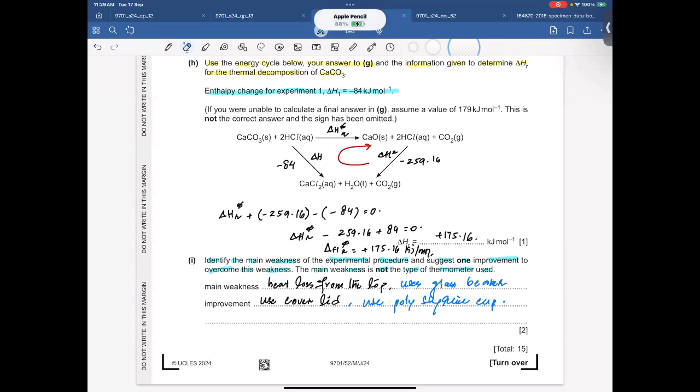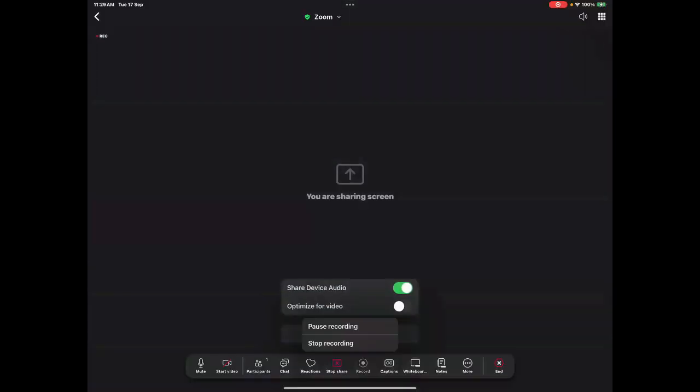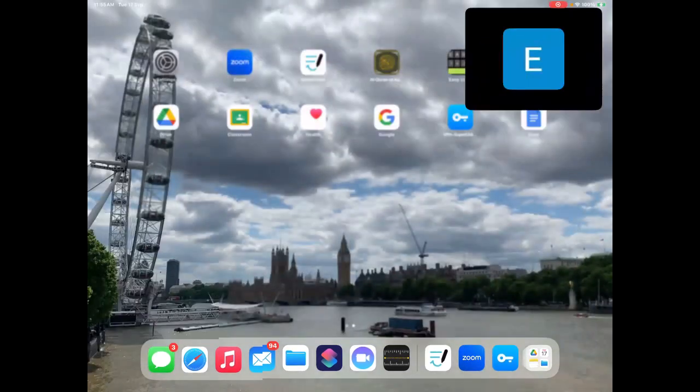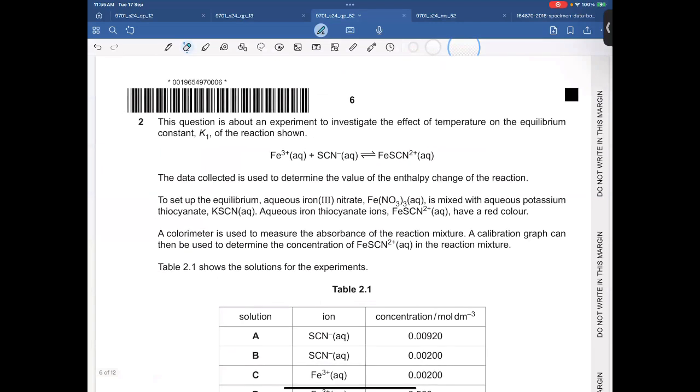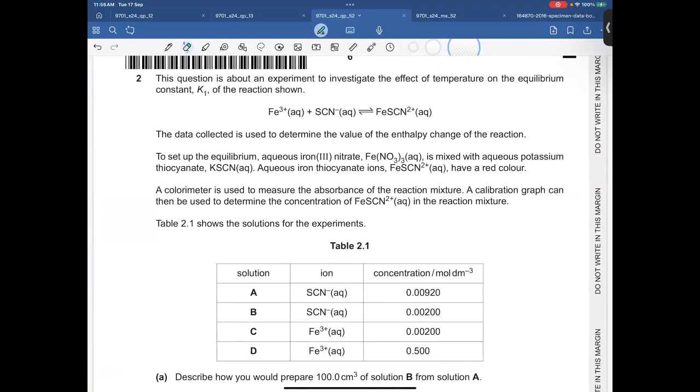I hope it makes sense to you. All right, let's start question number 2 of June 2024, variant 52.